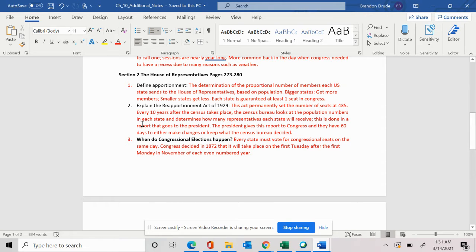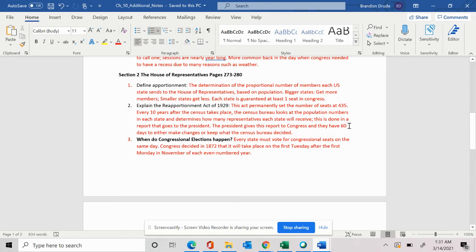Then the Census Bureau decides how many representatives each state gets. That comes in like a report. They give that report to the president. The president looks it over, and then hands that report from the Census Bureau to Congress. Congress looks at that report and says, okay, we agree that this is right because it's based off the census, and this is how many representatives each state will get in the next 10 years.